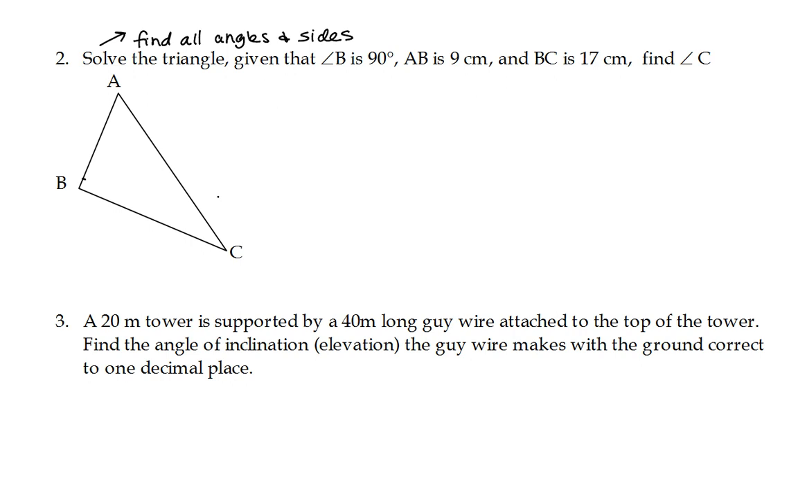Okay, so they're telling us that the right angle is at B. So you could draw the little square at B. AB is line segment 9 centimeters, so you can throw a 9 up there. Line segment BC is 17, so you can throw a 17 right there.